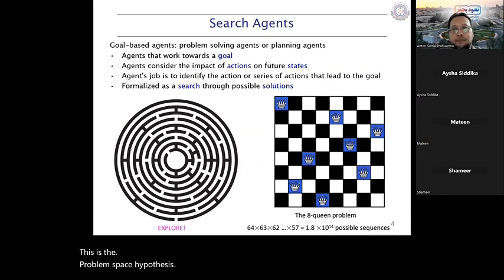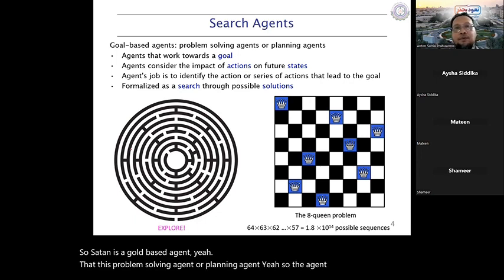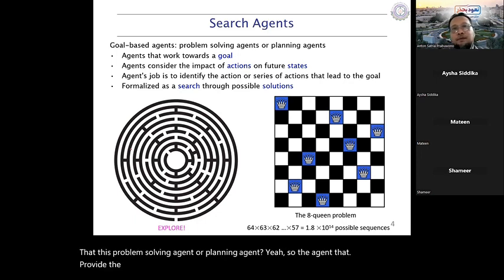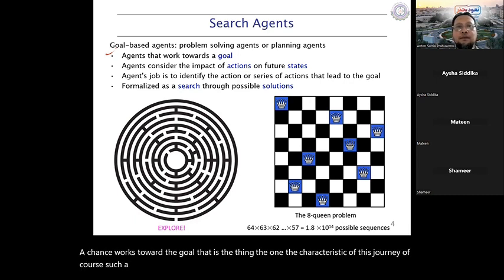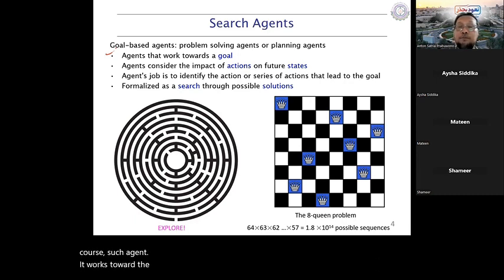Right, so the search agent. Actually a search agent is a goal-based agent, that is a problem-solving agent or planning agent. The agent provides problem-solving or planning, and agents work toward a goal. That is the characteristic of this agent: it works toward a goal. So that is a state, and that is a goal.